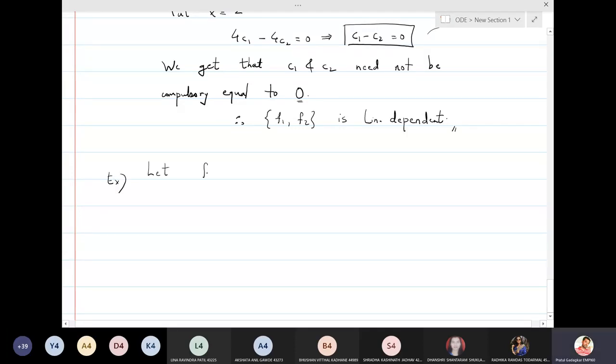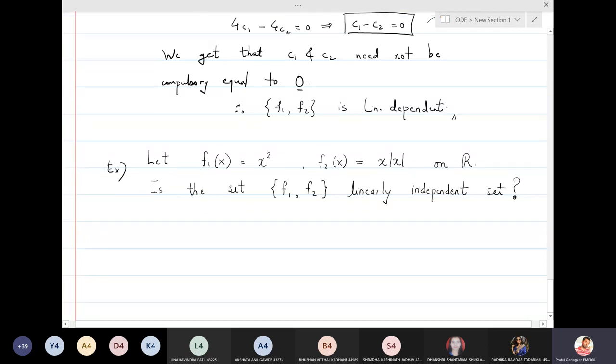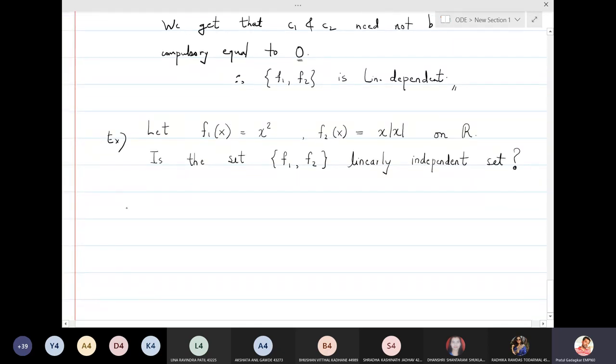Let F1(x) be equal to x square and F2(x) be equal to x mod x, on the real line R. Is the set F1, F2 linearly independent? Solution.